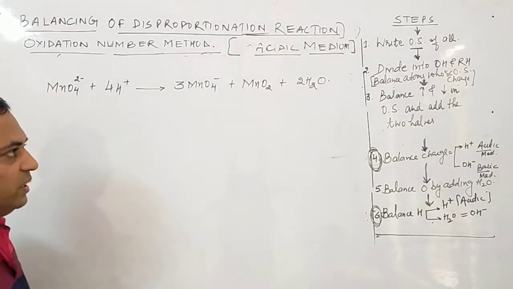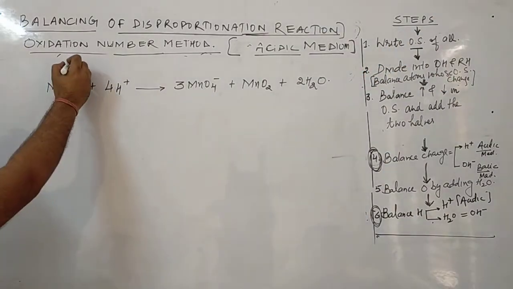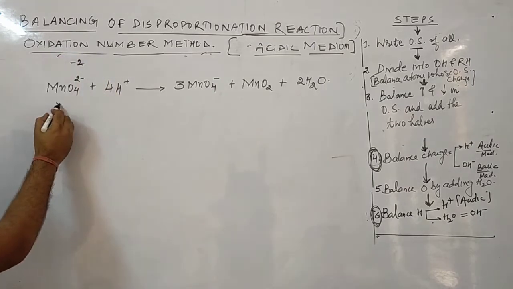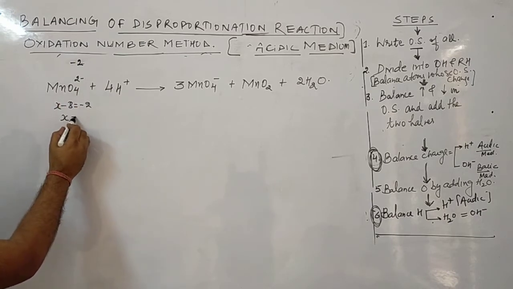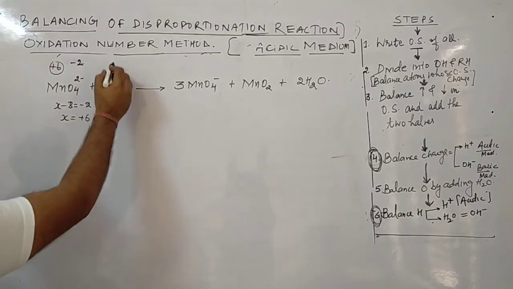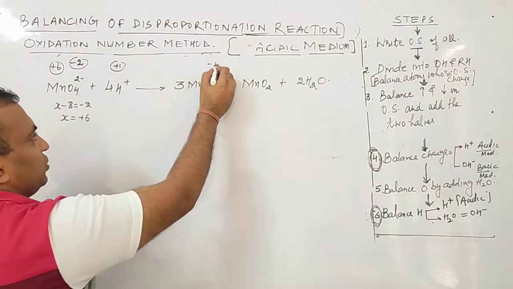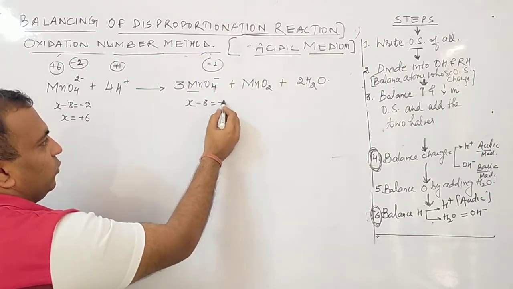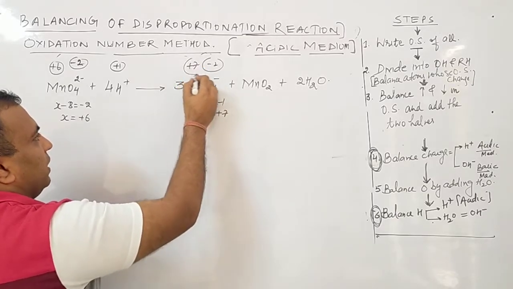Okay. So what is the step number 1? Write oxidation state of all. So I just write oxygen minus 2, Mn I'll calculate X. Oxygen 4 2s are minus 8, equal to minus 2. So X comes out to be plus 6. So state of Mn is plus 6 now. H positive plus 1. Here oxygen minus 2, Mn again X, minus 4 2s are 8, equal to minus 1. So X equals plus 7. So the state of Mn is plus 7.